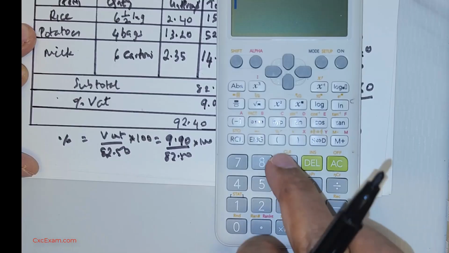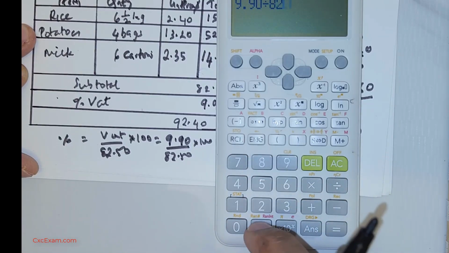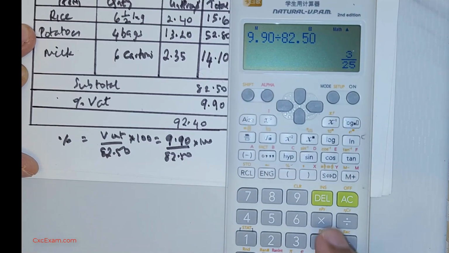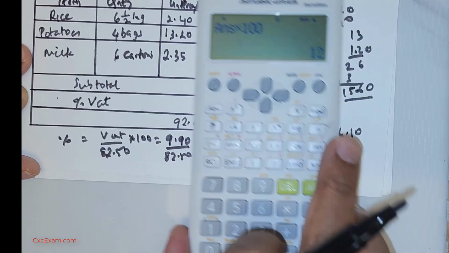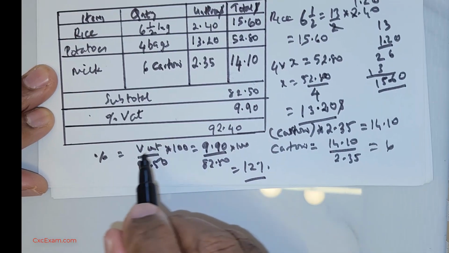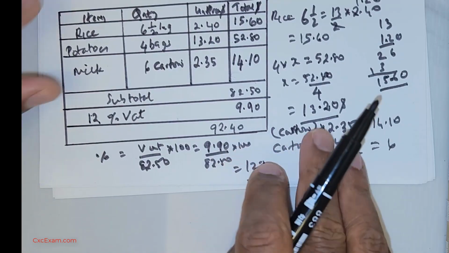So 9.90 divided by 82.50, and that you have to multiply by 100. So 12% is the tax that is being paid. Okay, so this is 12% and that will be the total value that is got.